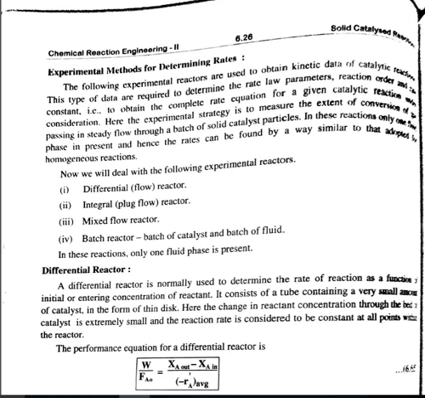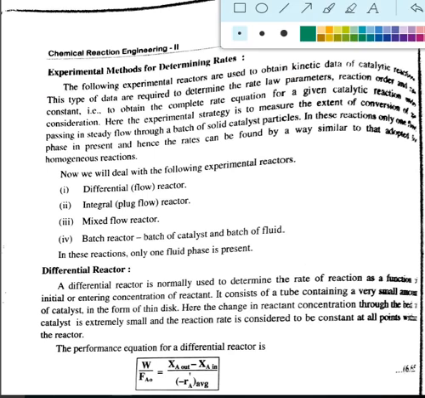Now let me start the experimental methods. The following experimental reactors are used to obtain kinetic data of catalytic reactions. These types of data are required to determine rate law parameters.